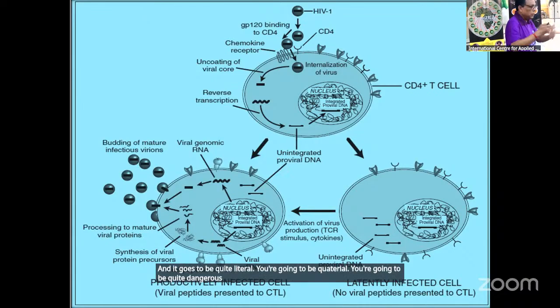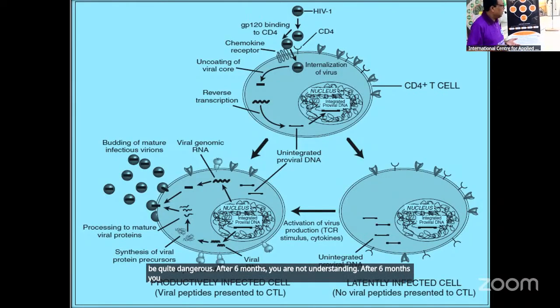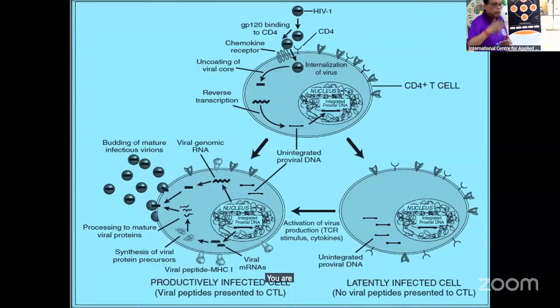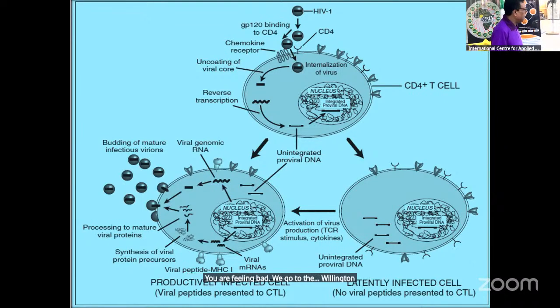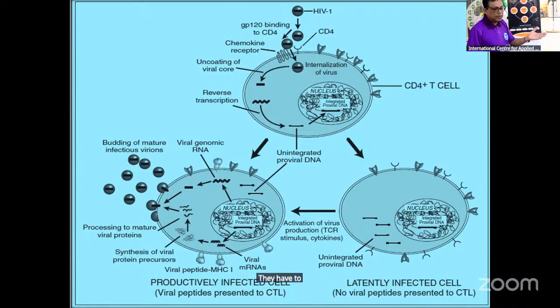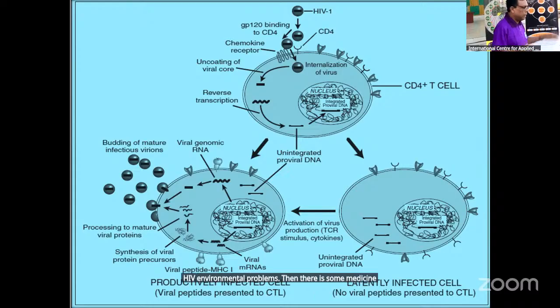After 6 months, you are not understanding. After 6 months, you will feel bad. You will go to the laboratory, they will take your blood, it will be tested, and they will get the result: HIV entered in your body. Then they will give some medicine, vaccine, chemotherapy. Systematically, if you do this, then your life will be sustained. Otherwise, to some extent, it will be done. Okay, this is the story.